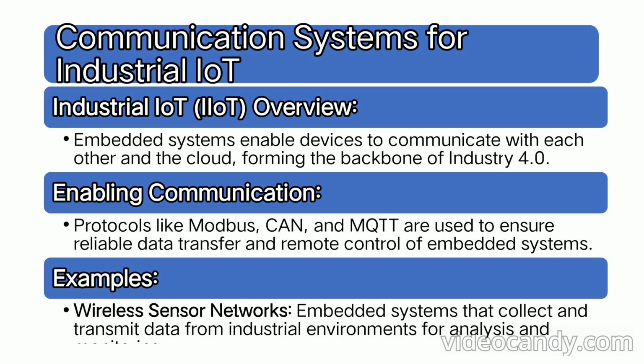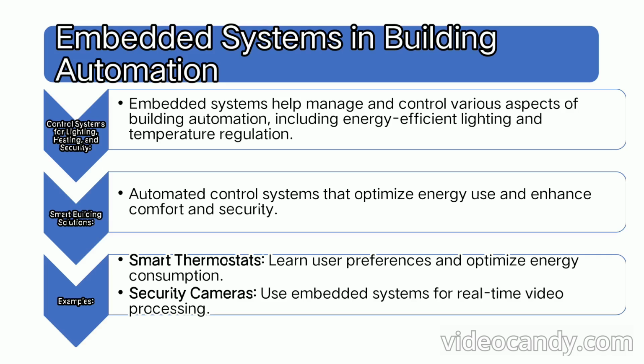Communication systems for industrial IoT. Industrial IoT overview: embedded systems enable devices to communicate with each other and the cloud, forming the backbone of Industry 4.0. It is called IoT, the Internet of Things. Enabling communications, protocols like Modbus, CAN, and MQTT are used to ensure reliability in data transfer and remote control of embedded systems. For example, wireless sensor networks.